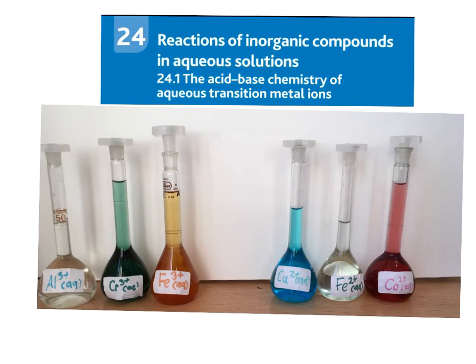In this video, we're going to look at the acid-base chemistry of some aqueous transition metal ions. And you'll notice that in my lineup, we have some typical transition metal ions: chromium 3+, iron 3+, copper 2+, iron 2+, and cobalt 2+. We've included aluminium here because it's typical of the chemistry of 3+ ions.